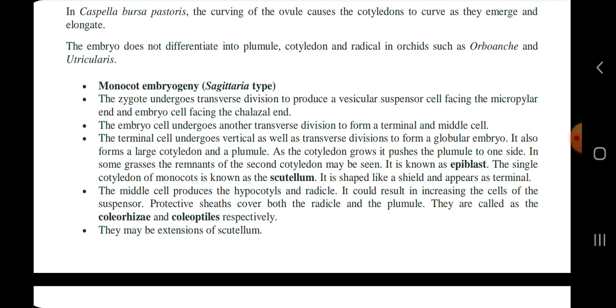As the cotyledon grows in monocot embryos, it pushes the plumule to one side, and in some grasses the remnants of the second cotyledon may be seen. It is known as epiblast. The single cotyledon of monocots is known as scutellum. It is shaped like a shield and appears terminal.